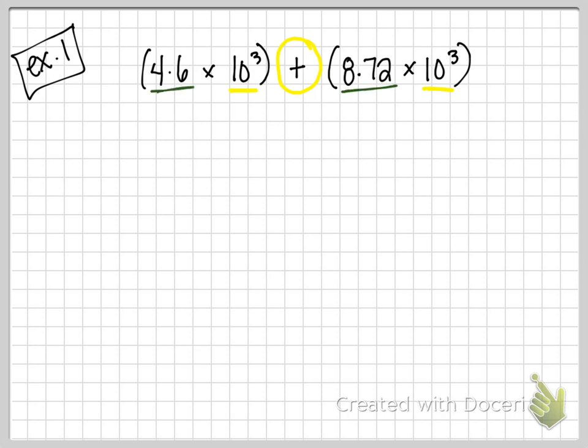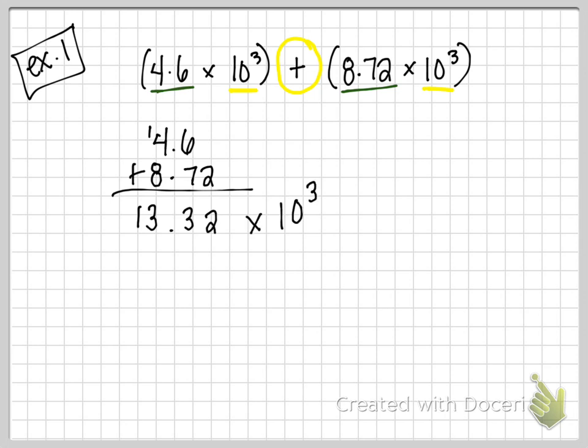4.6 plus 8.72. 4.6 plus 8.72. And we end up with 13.32. Is that right? Yeah, it is. Okay. So we add our factors and we keep the power of 10 that we started with, that was the same.